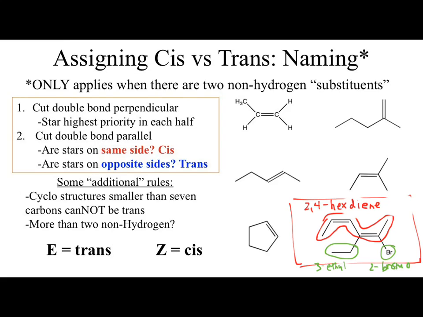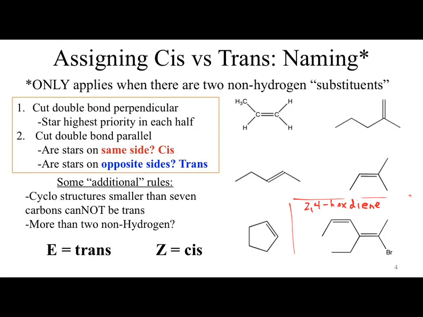Okay? We've got an extra issue though. Can this compound do cis-trans isomerism? To figure out if we have cis-trans isomerism, we have to evaluate both double bonds. Now that we've got a name, I'm going to erase some of it. I don't care about the substituents anymore.